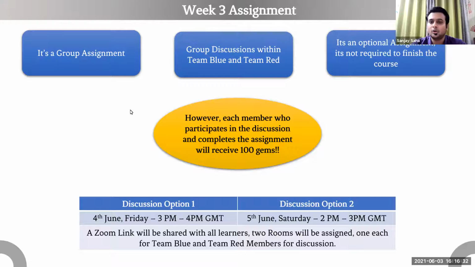Okay, but only those learners will be awarded who participate in the discussion online and then complete the assignment. I mean, if you complete an assignment by yourself without participating online, then you would not receive the points. This is designed in this way to promote discussions, and so that you also get to know each other as well.